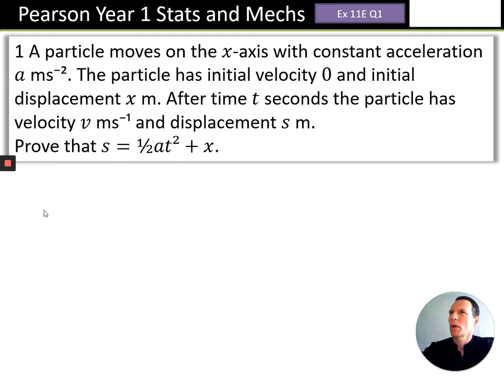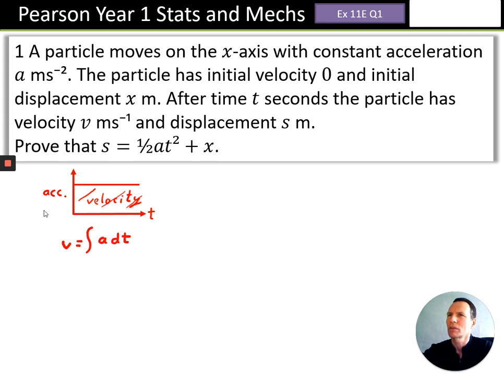In this question, we've got a particle moving along the x-axis with constant acceleration. So if you look at the graph for this, acceleration-time is just going to be a constant. Well, we know the area under an acceleration-time graph just gives us velocity because we've got meters per second squared multiplied by seconds. Effectively, that gives us meters per second. So we can say the velocity equals the integration of a dt.